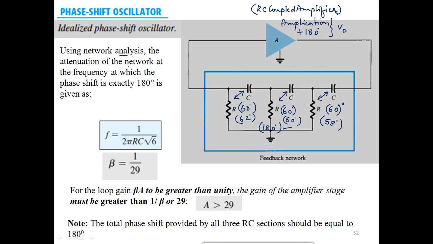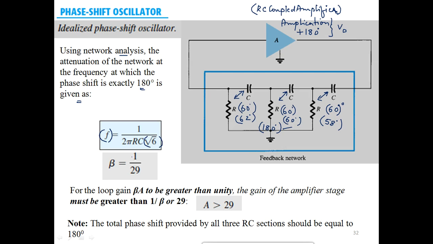Then what do the statements say? Using network analysis, the attenuation of the network at the frequency at which the phase shift is exactly 180 degrees is given. The frequency of the oscillations is extremely important. The frequency of oscillations of the RC phase shift oscillator depends on this expression, 1 upon 2 pi RC square root of 6. Generally it will be 1 upon 2 pi RC, but because of these 3 RC components, you have this additional term square root of 6.